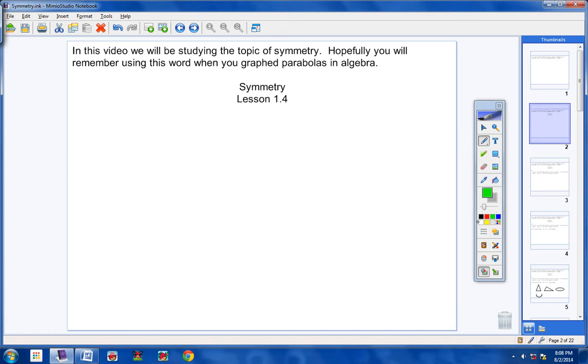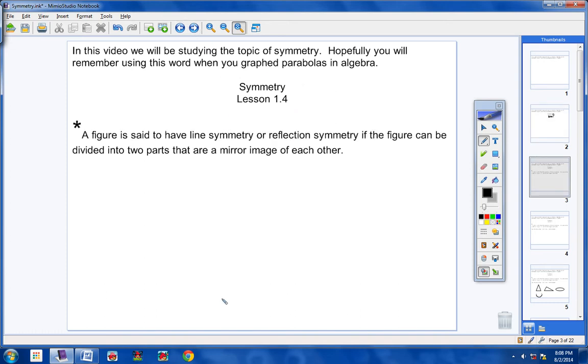The lesson number is 1.4, so also copy that in your notes if you would, please. And also include today's date, okay? So the heading is symmetry. The lesson number is 1.4, and please include today's date.